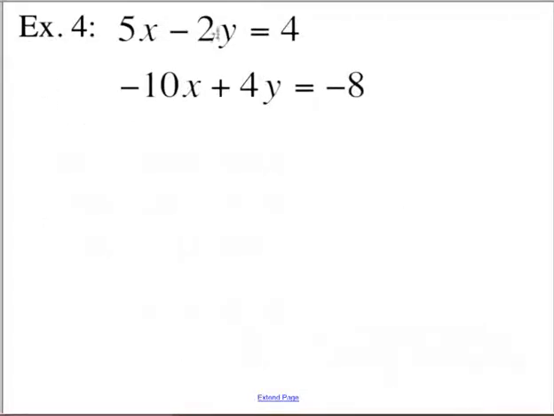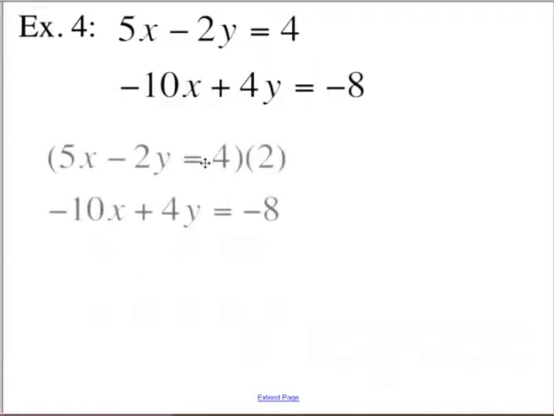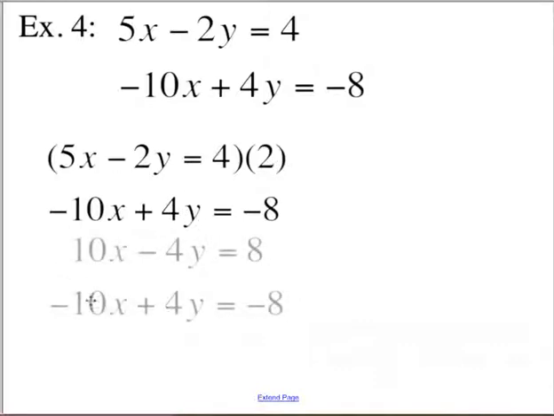And then example 4, same thing here. I'm just going to multiply the top one by 2 so that I can eliminate my x's. You can eliminate your y's. You don't have to always eliminate the x's first. Multiply the top by 2, I get 10x minus 4y equals 8. My bottom equation stays at negative 10x plus 4y equals negative 8.